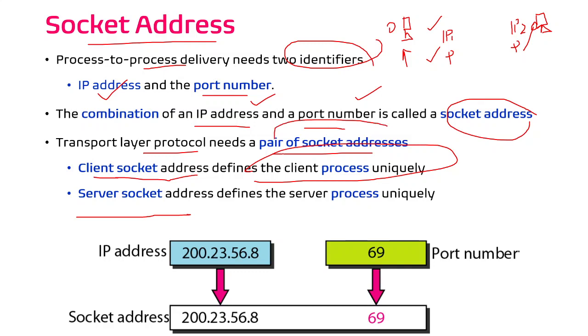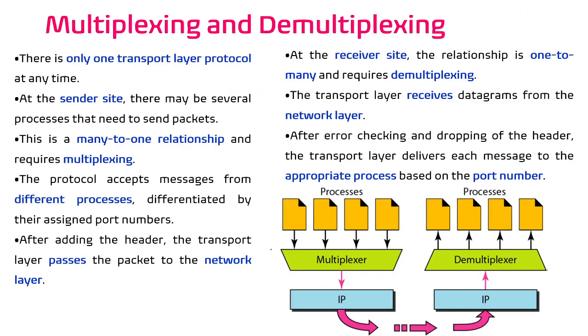So a pair of socket addresses is needed to communicate between a client and the server. This is the IP address, and this is the port number. When we consider them separately, we call them an IP address and a port number. When they are combined at the transport layer, we call it a socket address. Okay, socket address.